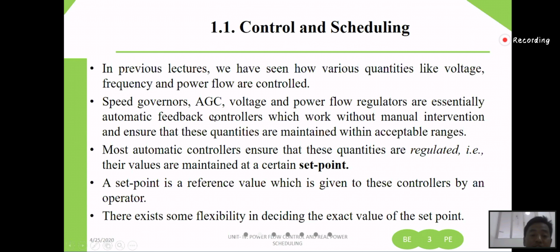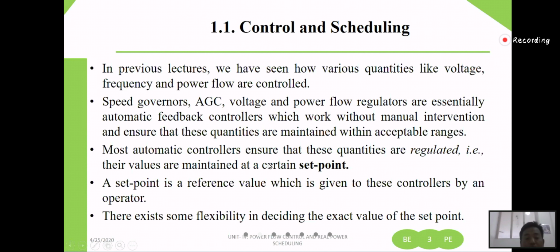But for these automatic controllers, the speed governor, AGC and the voltage and power flow regulators, we have to set some set point, which means a reference point. Most automatic controllers ensure that these quantities are regulated, which means the values are maintained at a certain set point. For example, we say 50 hertz frequency, and 400 volt for three phase; these have been set as reference points, just to keep within that range. The one who sets that set point is the operator. So this set point is a reference value given to the controller by the operator. So we have to know that the speed governor, AGC and the others are automatic feedback controllers.